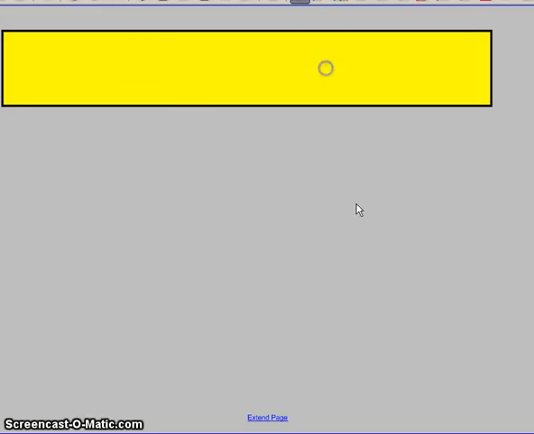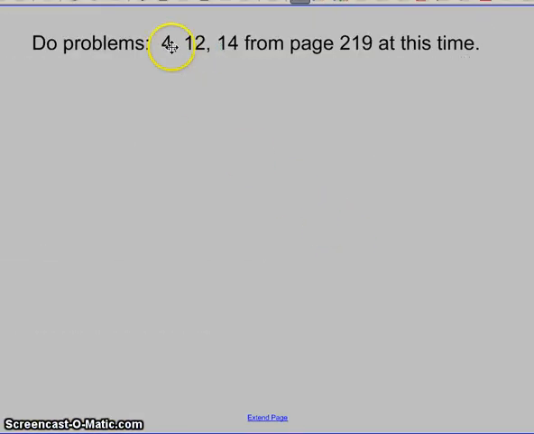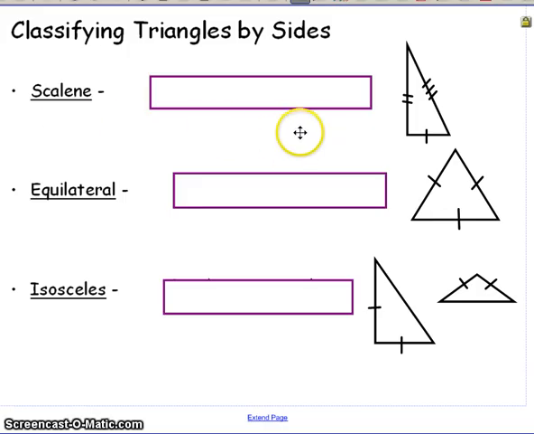Alright, let's move that out of the way. Looks like the regular geometry students would be doing 4, 12, and 14 at this time. iPad Initiative class, yours will be at the end of after watching the lesson.